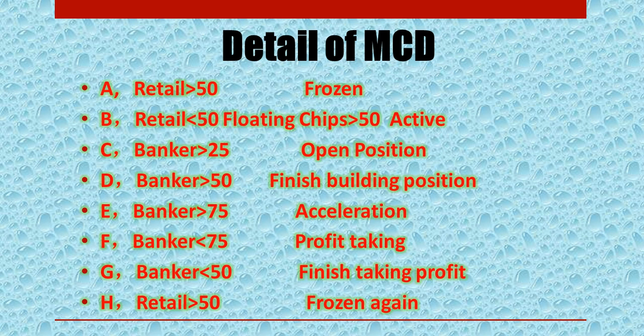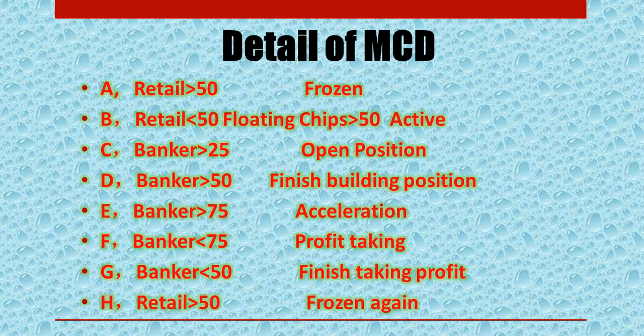Okay, detail of multicolor dragon. If you see the green color means retailer, the green color more than 50 means the frozen. If you see the stock is frozen, you buy or not? You cannot buy. Okay, wait and see. Then retailer, green color less than 50, and floating chips means the yellow column more than 50. This stock from frozen to active. Okay, if you see the stock from frozen to active, you can pay attention.